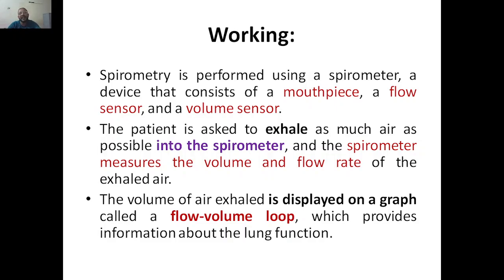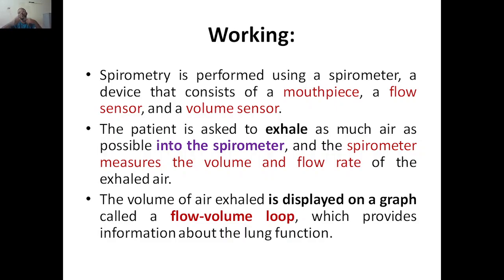Now the patient is asked to exhale. So first when you go and sit, if they ask you to exhale, you need to exhale like that. When you exhale from the mouth, however much air is possible comes in through this spirometer. It detects the volume because we have the volume sensor. It detects the flow because we have the flow sensor. Understanding? Now you get the volume and flow.